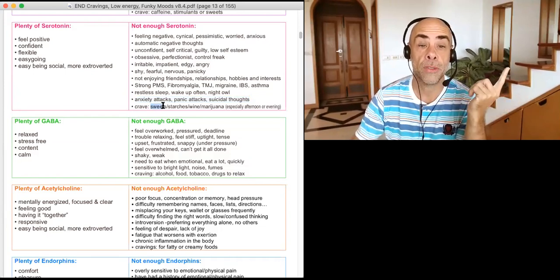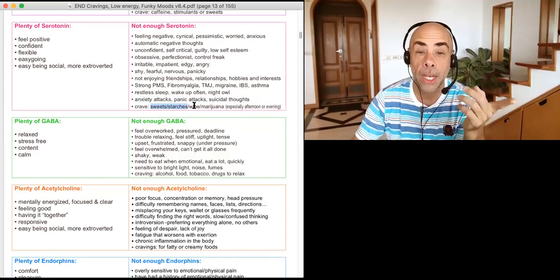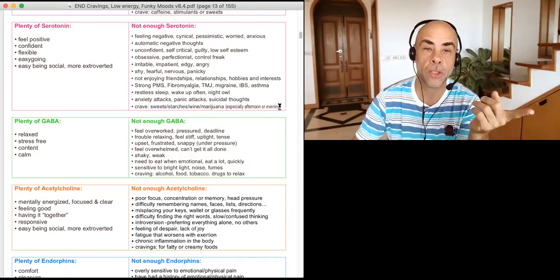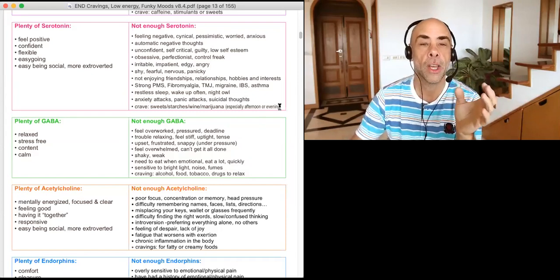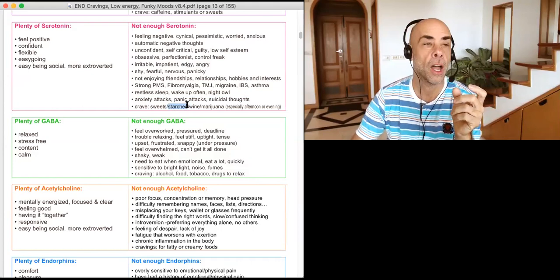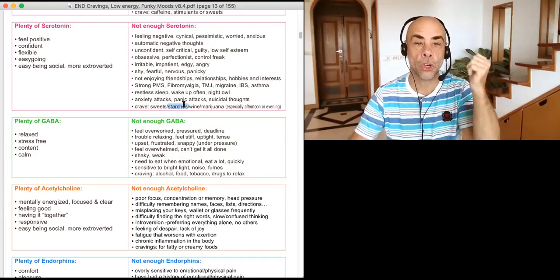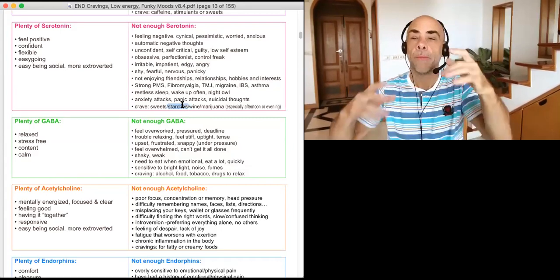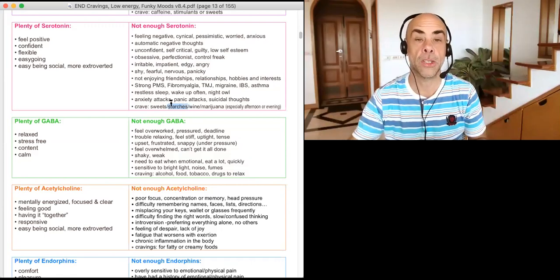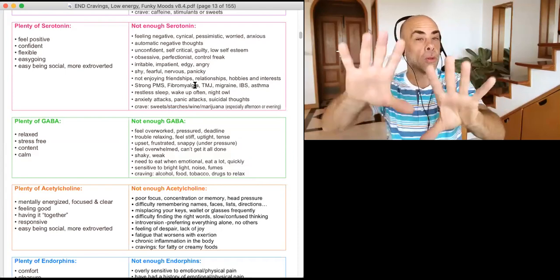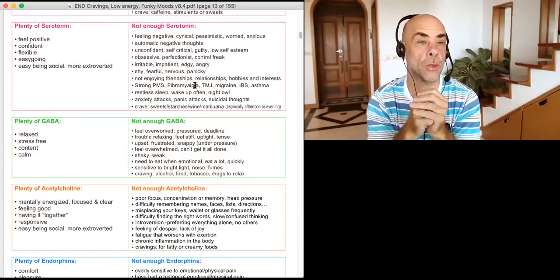Cravings, if you crave sweets, starches, wine, marijuana, especially in the afternoon or evening. I would also, let's say, sugar in there. And starches is anything flour, like breads, pastas, because they provide a little bit of serotonin. When you consume sugar or starches or wine, marijuana, there's a little bit of serotonin that's released, but it's only a little bit. It's not a full amount. How many people notice this is an issue for them?